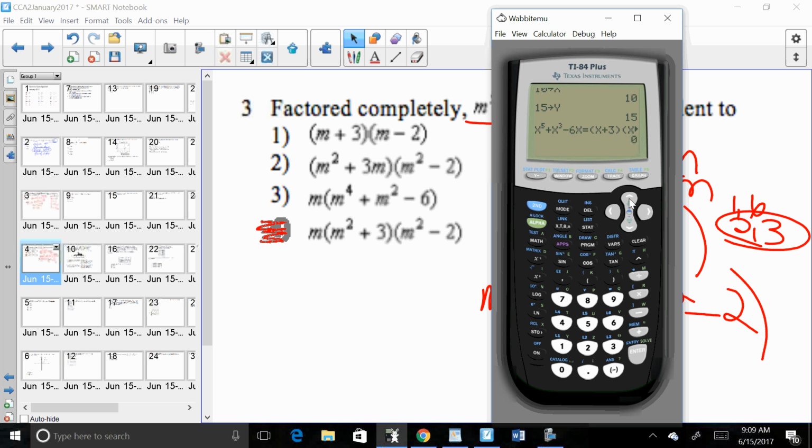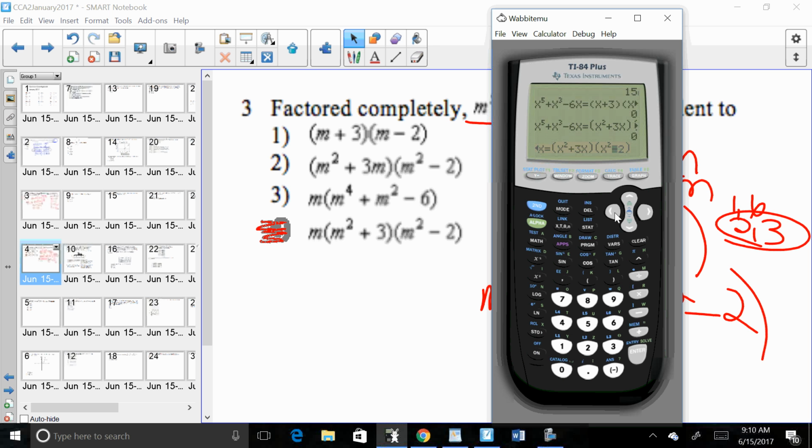0 means not equivalent. So that is definitely not the answer. Instead of retyping the whole thing, I'm going to tab up and paste that and just change the right-hand side. So I'm going to do x squared plus 3x, parentheses, x squared minus 2 for choice 2. Again, it gives me a 0. That's not the answer. I'm going to highlight that again.